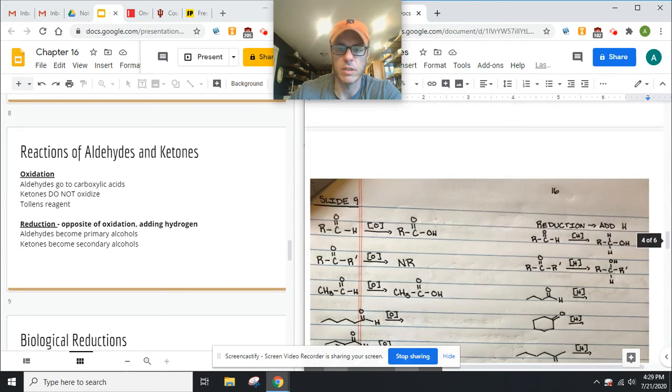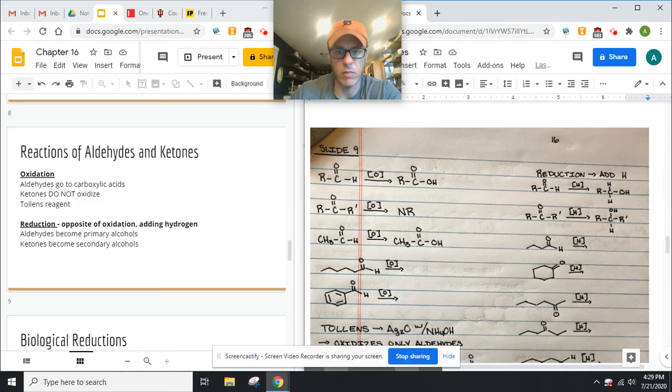Okay, reactions. This is going to be kind of a big slide, so hopefully you'll pay attention here. Oxidation. When something is oxidized, you're adding oxygen or removing hydrogen. It could be either. So aldehydes will get oxidized, just this little O, into carboxylic acids here. Ketones will get oxidized into nothing. No reaction occurs. You cannot oxidize them.